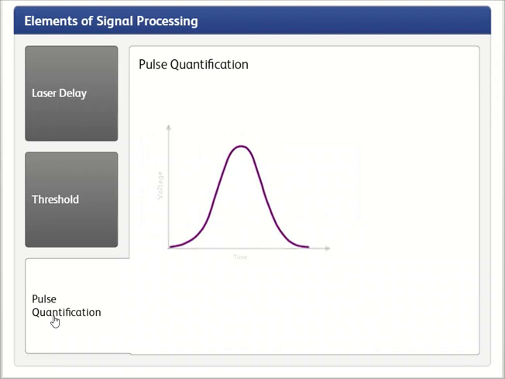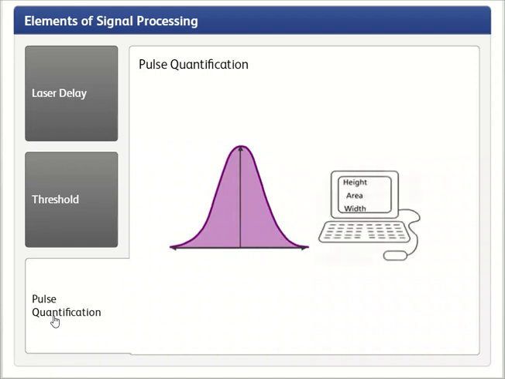Signal processing results in pulse quantification. Numerical values are generated for pulse area, height, and width. This data is then transferred to the cytometer workstation for storage and analysis.